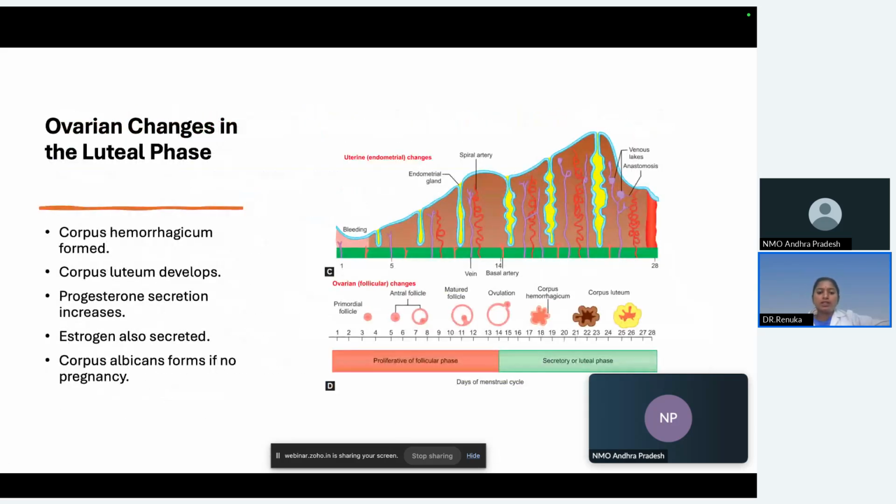Once again, we'll just go through what happens in the ovary. No fertilization, so the corpus hemorrhagicum is formed, and from that the corpus luteum is formed, and from that the corpus albicans is formed, and there will be secretion of progesterone and also estrogen in this phase.